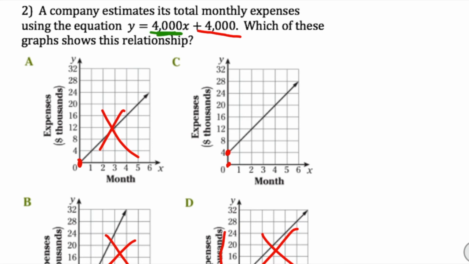This number right here, we're just going to verify we did it correctly. This number is the increase. So we can see here that after 1 month, it increased to 8, which is 8,000. So that went up 4,000. And at 2, it was at 12, so that's up another 4,000, and so on and so on. So we know that C is our correct answer.